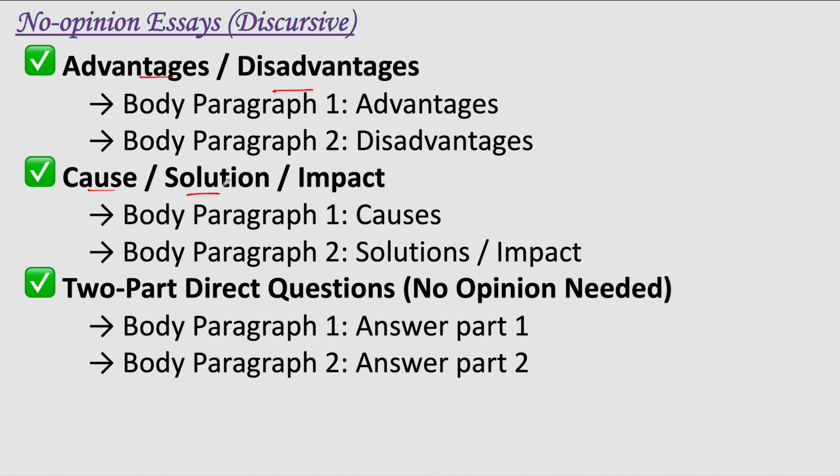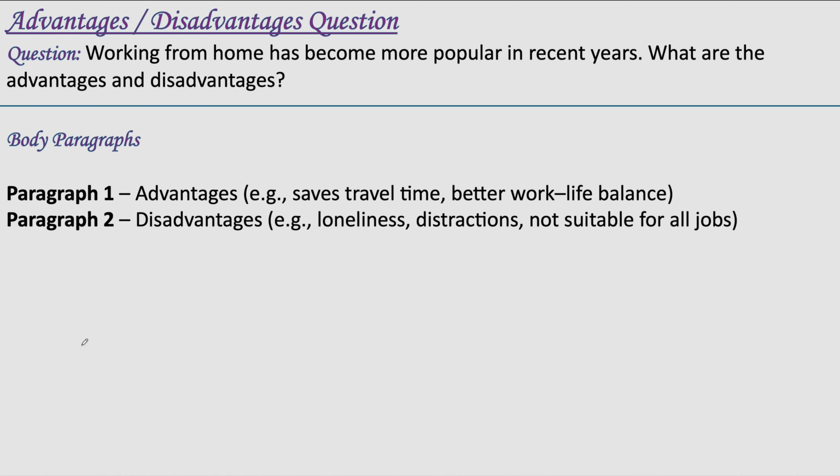You mention one set of points in one paragraph and the other in the next. Since you're not giving an opinion, just explain both sides equally. In this advantages disadvantages essay, in the first paragraph, we write the advantages such as working from home saves travel time and leads to better work life balance. In the second body paragraph, we write the negatives such as possible loneliness and distractions.